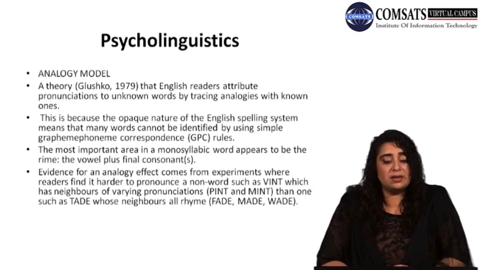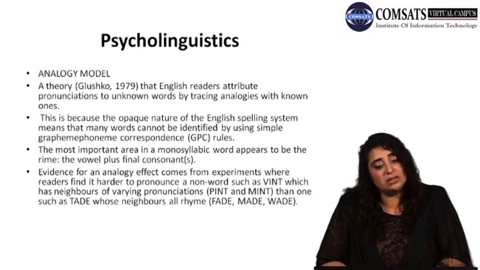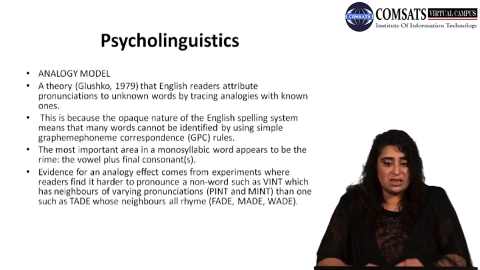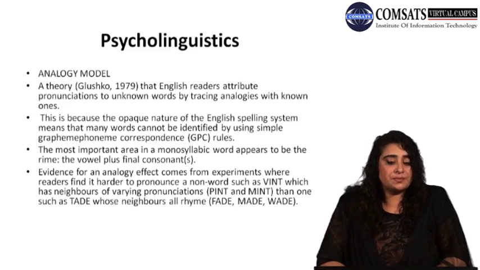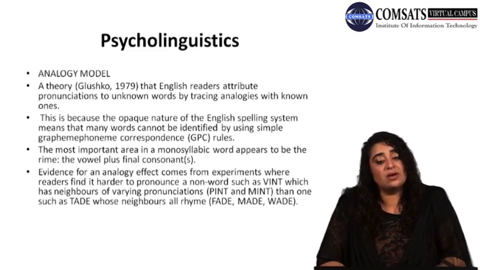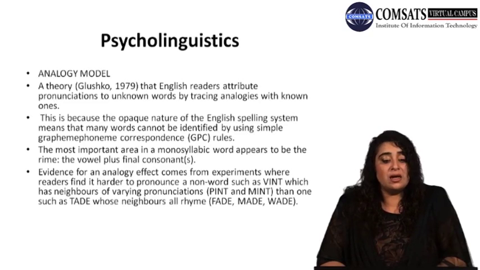Now, when we study the analogy model, it is a theory Glushko presented in 1979 that English readers attribute pronunciations to unknown words by tracing analogies with known ones. In their mind they trace different analogies and see the similarities. This is because the opaque nature of the English spelling system means that many words cannot be identified by using simple graphophone correspondence, like the GPC rules.